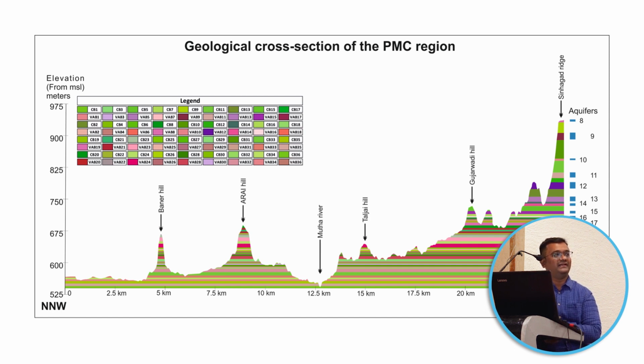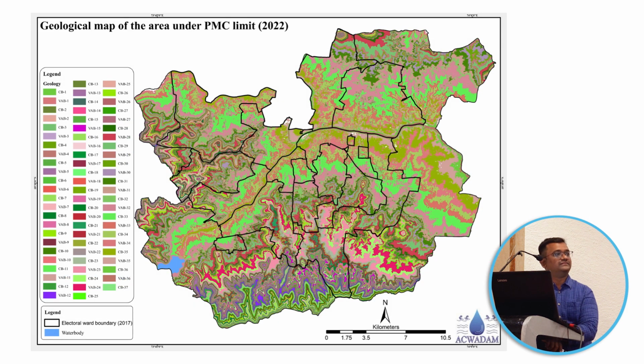This pink color rock is the vesicular amygdaloidal basalt, which can hold and transmit water. If it is coinciding with the fractured or weathered basalt, then that portion is also considered in the aquifer system. And then we came up with the geological map of the Pune city. So this was our primary exercise, mapping the geology of the Pune city.